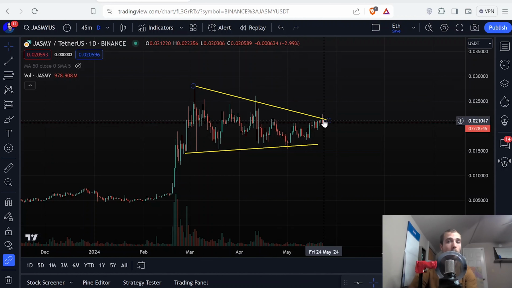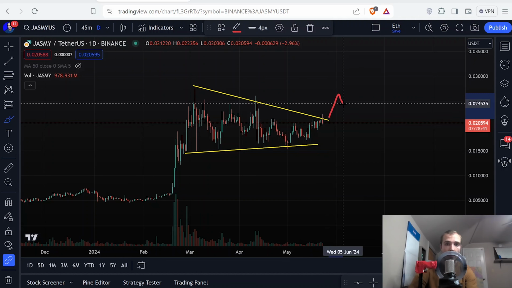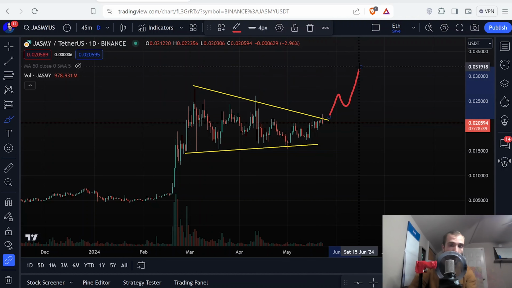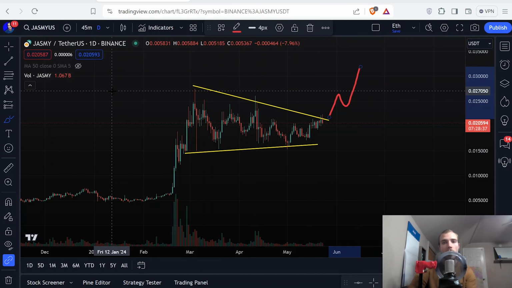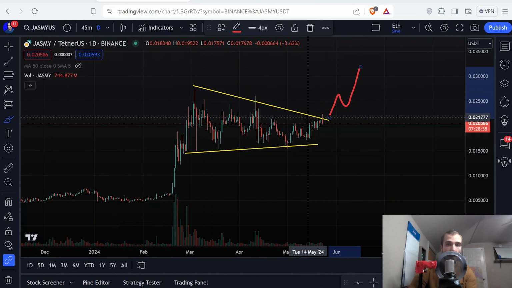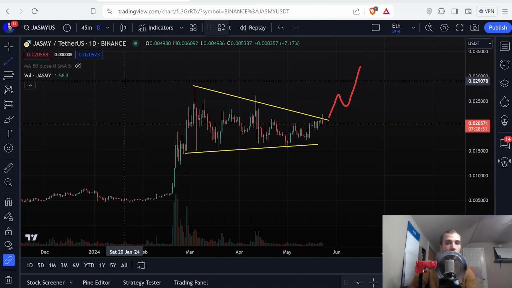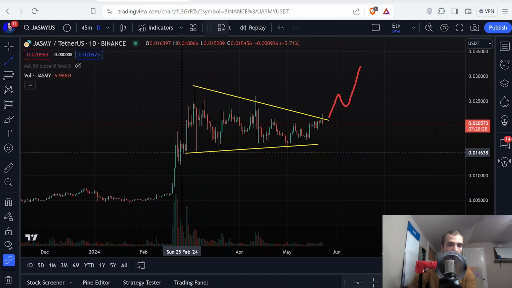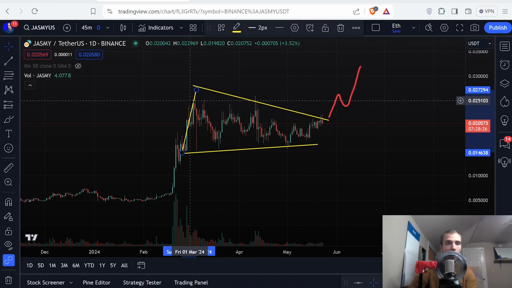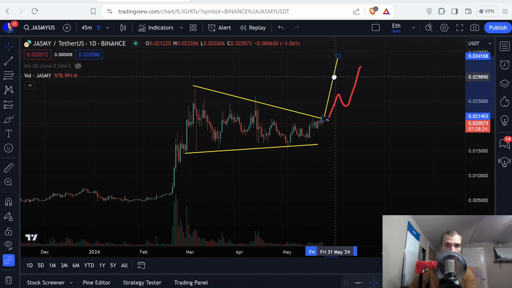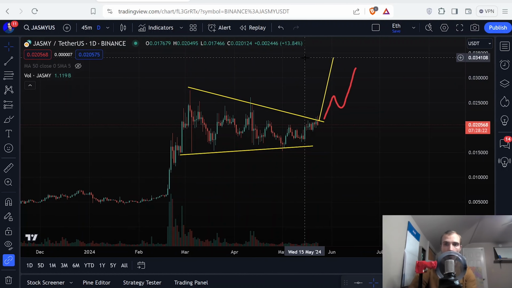Now I expect a bullish break up out of this triangle, which will be very, very profitable for anybody holding this coin. And by the way, if we break above the resistance of this triangle, we're really going to take off here on Jasmy very quickly. The target that we'd be looking for with Jasmy is about 3.4 cents.